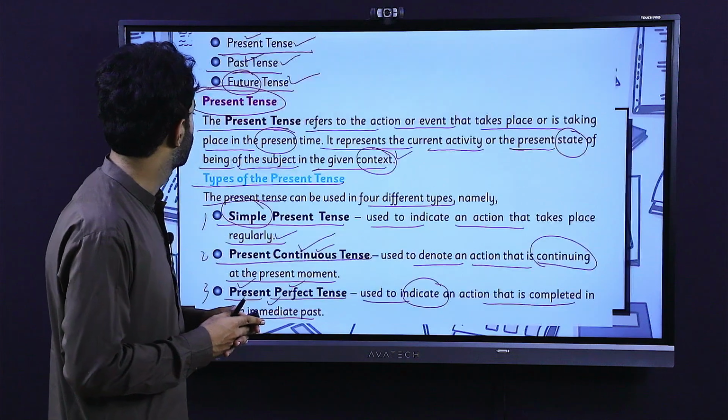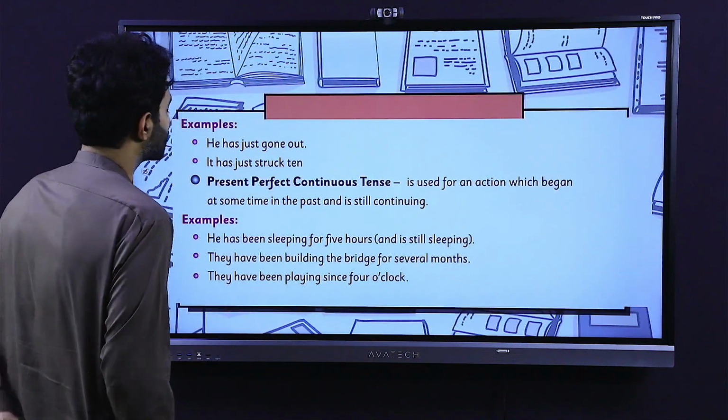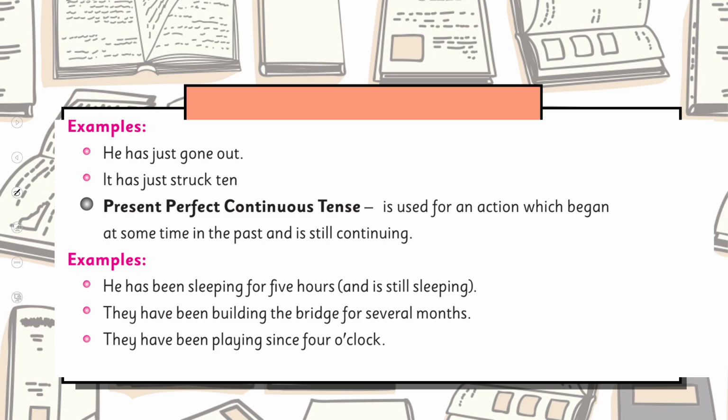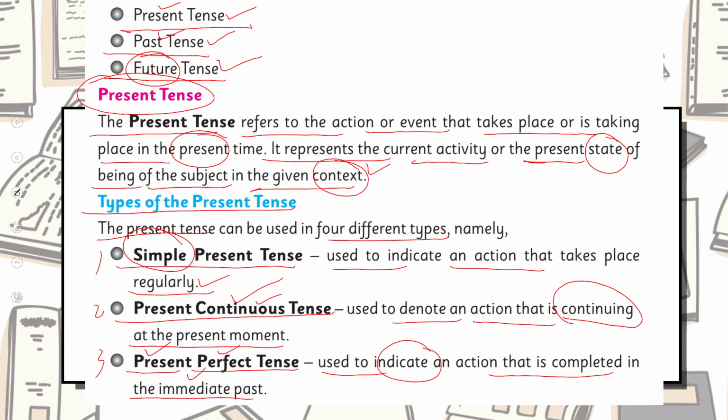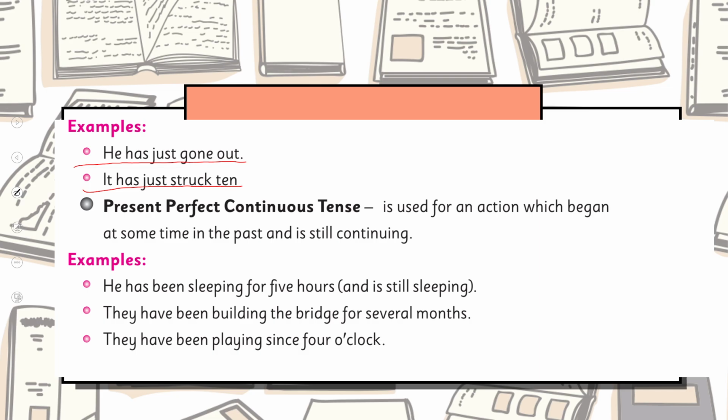Now, let's look at these examples. He has just gone out. It has just struck 10. Yes? What are these examples for? This is a complete action of present perfect tense, but the action is completed.